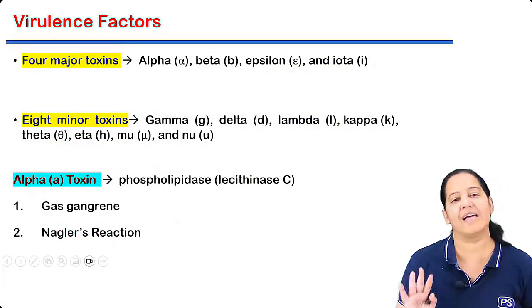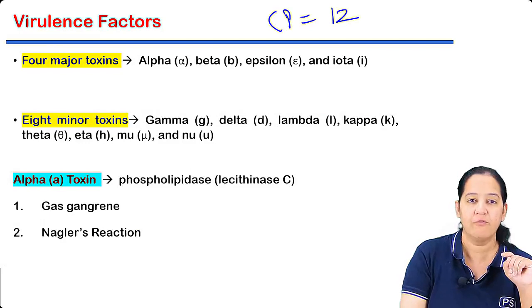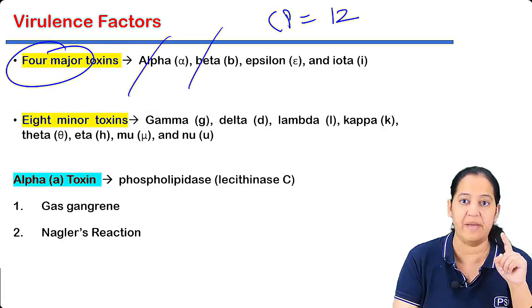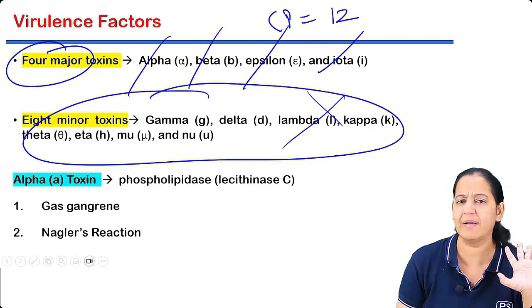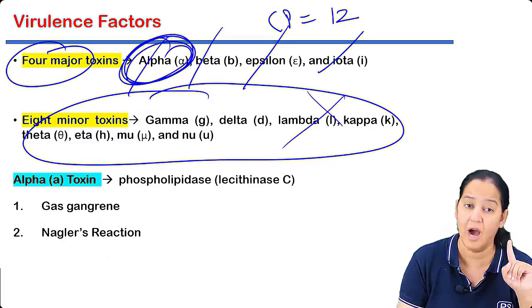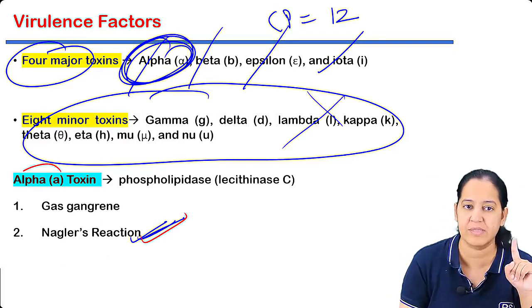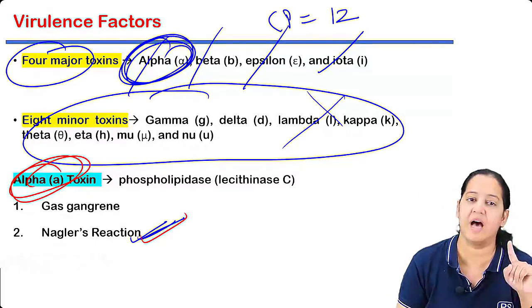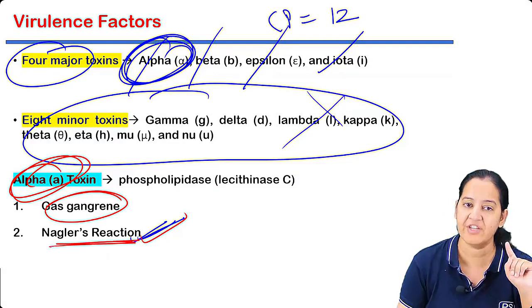Just learn it is a gas forming bacteria. I told you Clostridium perfringens forms 12 types of toxin. Four of them are major: alpha, beta, epsilon and iota, and the remaining are all minor. You don't have to learn the names of the minor ones. Just see there are 12 toxins. Most important is alpha. Alpha toxin causes the Nagler reaction, as I just taught you. Not only this, alpha toxin causes gas gangrene. So alpha toxin causes two things: the Nagler reaction as well as gas gangrene.